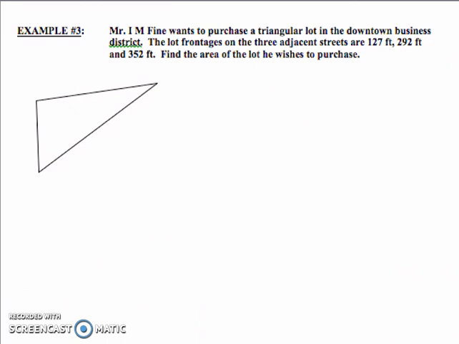Example 3 says, Mr. I Am Fine wants to purchase a triangular lot in the downtown business district. The lot frontages on the three adjacent streets are 127 feet, 292 feet, and 352 feet. And we want to find the area of the lot that Mr. I Am Fine wishes to purchase.